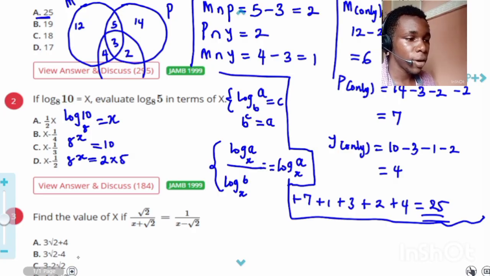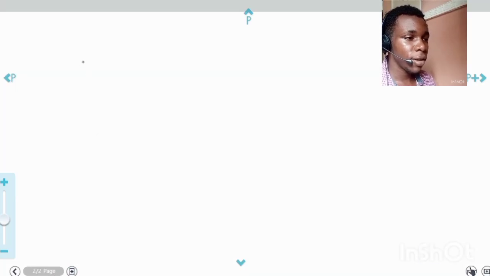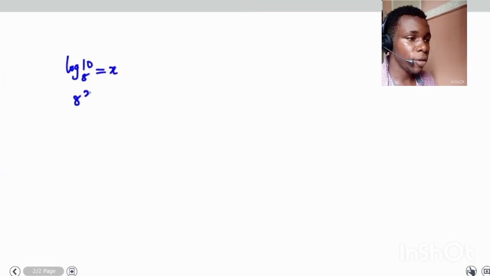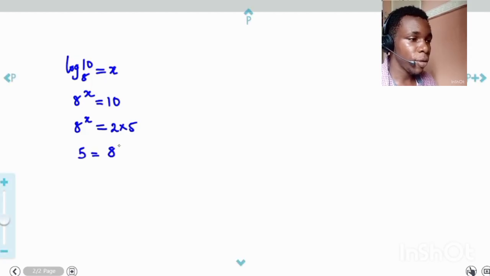All right, I would like to take you through this on a different board. Like we were saying, log 10 base 8 equal to x. 8 to the power of x equals 10. 8 to the power of x equals 2 times 5. 5 is equal to 8 to the power of x divided by 2, of which we divided through by 2 in this section.